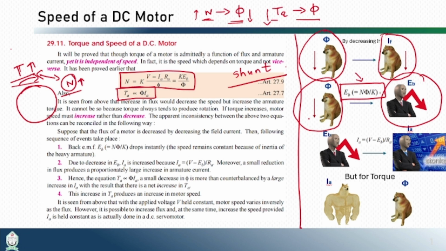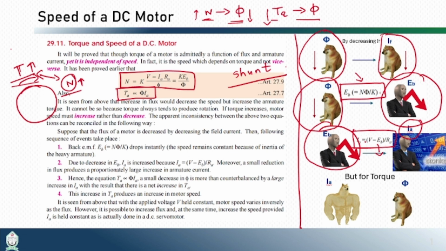Back EMF has a relationship with the flux, and that relationship can be seen here from this formula. Is it okay? If we decrease the flux anyhow, that will decrease the back EMF. And if the back EMF is decreased, what impact does it have on the armature current? It will increase the value of armature current. Because back EMF and armature current have this type of relationship. If the back EMF is reduced, that will increase the armature current.